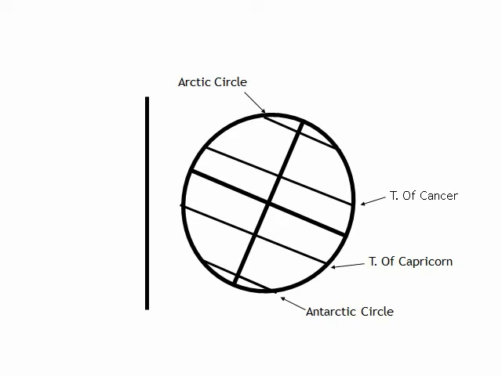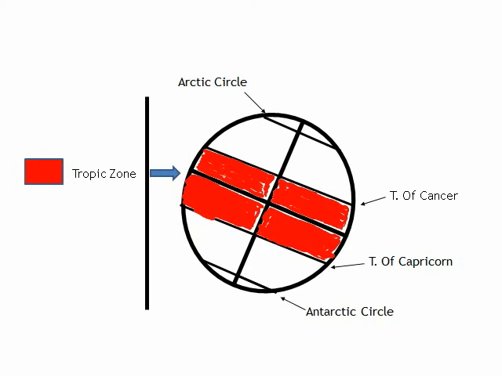First, we would like you to find the tropic zone and pick a colored pencil so that you can color in the area. The tropic zone lies just above and just below the equator. I have chosen the color red, and I have colored in the tropic zone.